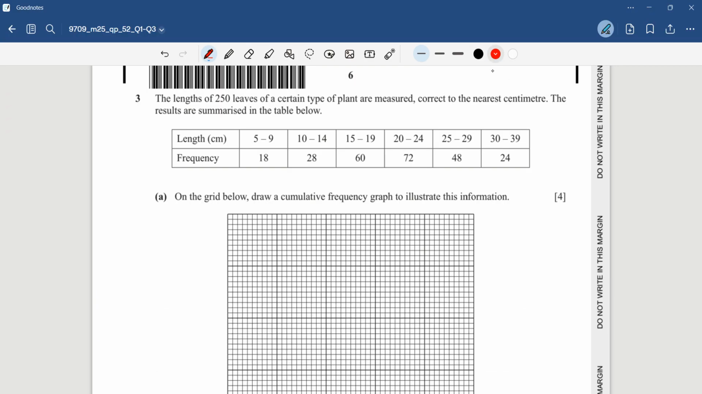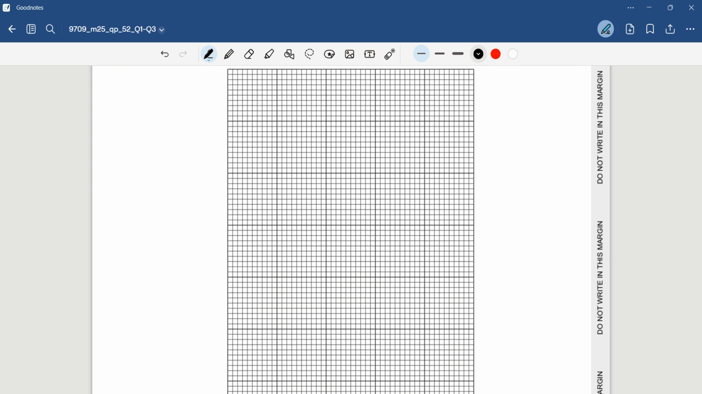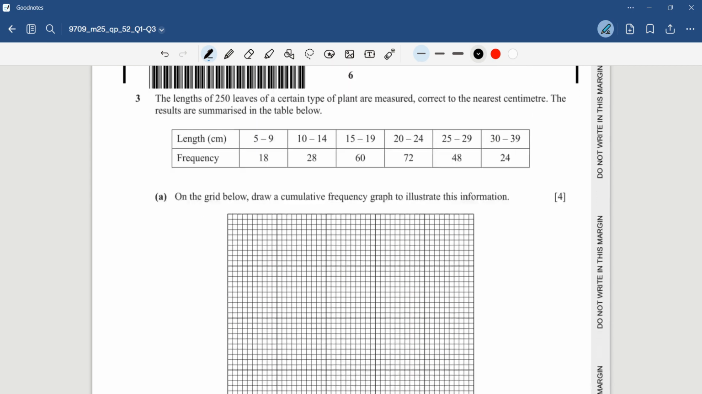Okay, question number 3. The length of 250 certain plants are summarized below. On the grid, draw a cumulative frequency graph to illustrate this information. So you can notice here the class boundary is not closed. It's like 5 to 9, 10 to 14, 15 to 19. So we close the boundaries first.